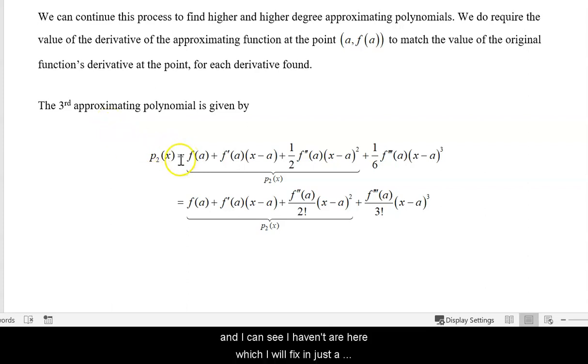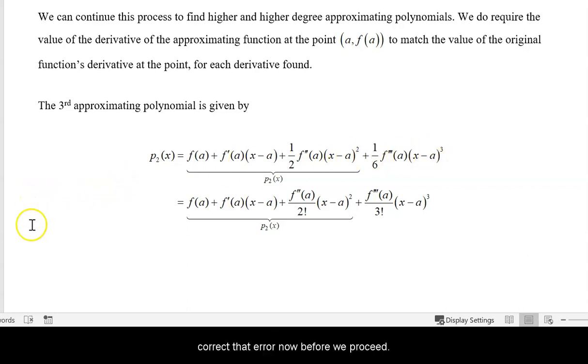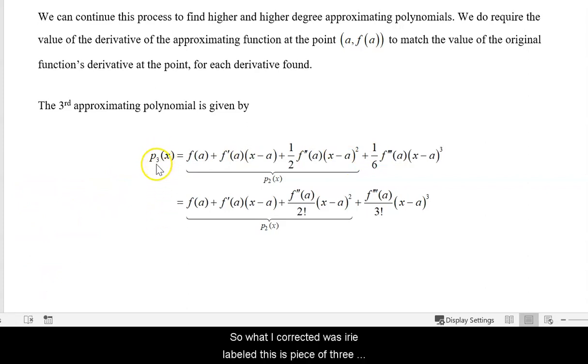In general, the third approximating polynomial, and I can see I have an error here, which I will fix in just a second, this should be p sub 3, is given by this equation here. You'll see that the first two terms make up the linear approximation function. The third term is adding in the quadratic term, and the fourth term is adding in the cubic term. Let me correct that error now before we proceed. So what I corrected was I relabeled this as p sub 3 because it is the cubic approximating polynomial.